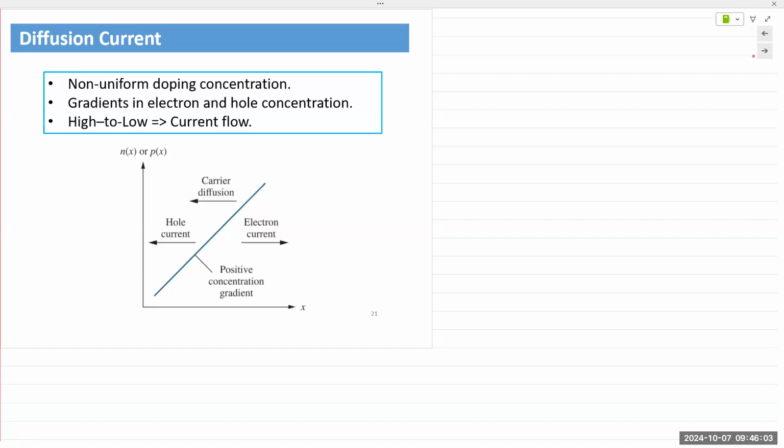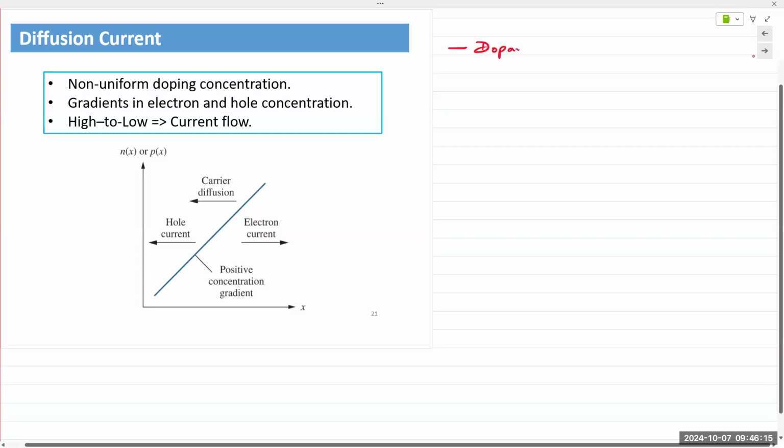But again, we are all governed by laws of physics. So that doping profile is not usually uniform across a physical dimension. So the dopant profile, or doping profile, is not uniform.